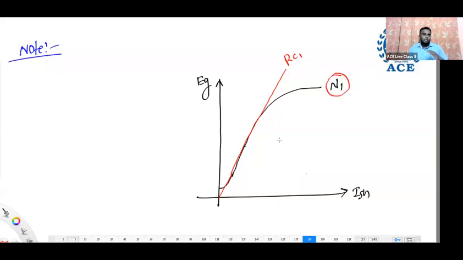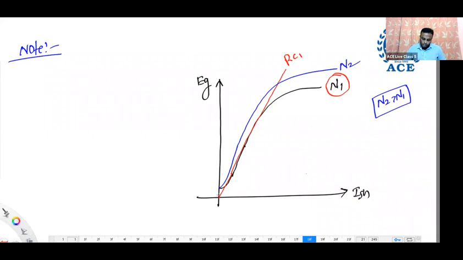Now I need to increase the critical resistance value. To increase critical resistance, the slope should increase. When we increase the speed of the generator, your voltage will rise. Then consider this is the OCC for a speed N2. Why? Speed N2 is greater than N1. Whenever speed increases, now what is the critical resistance here?